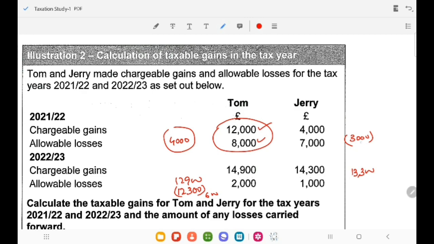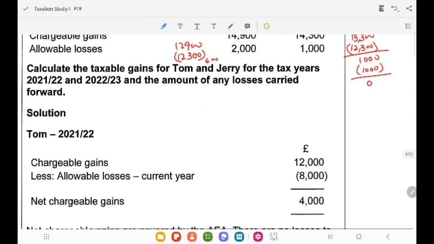While in case of Jerry, it was a loss in the first year, and in the second year the gain is 13,300 net chargeable gain. First you have to deduct the annual exempt amount, and then you have to deduct the 1,000 of loss brought forward. So the taxable gain is 0, and apart from this you have to show that 2,000 of remaining loss is available to be set off against future year chargeable gains.